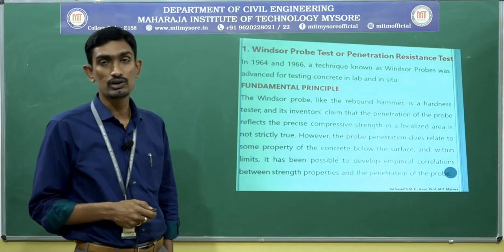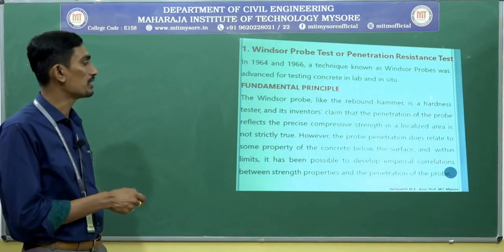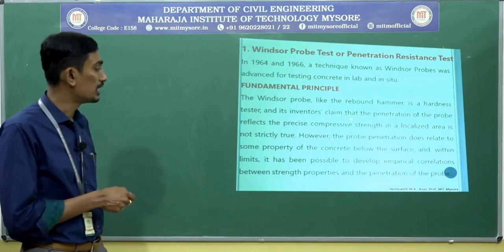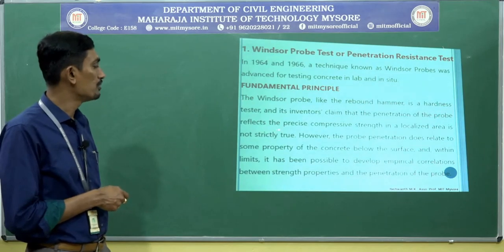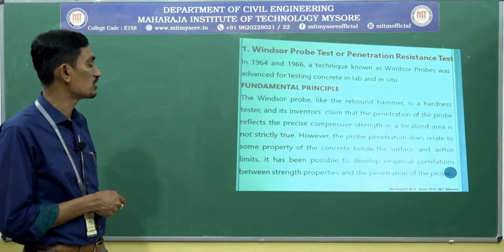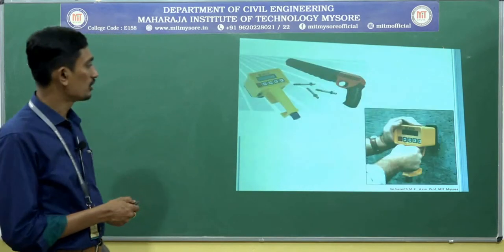So, like that we are going to measure. That is why you can see here the Windsor probe, like the rebound hammer, is a hardness tester, and its inventors claim that the penetration of a probe reflects the precise compressive strength in a localized area, which is not strictly true. Okay.